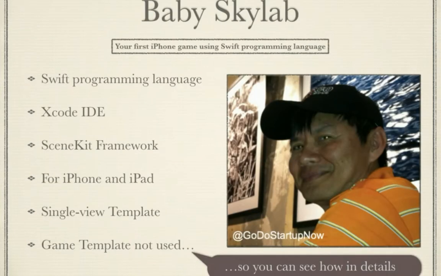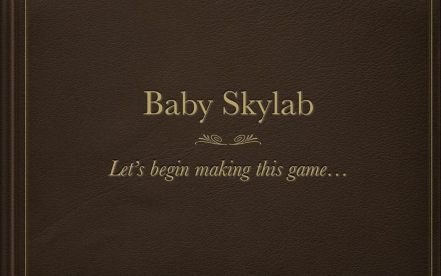To make this game Baby Skylab, we're going to use the Swift programming language. Xcode is the IDE. SceneKit is the framework we use to construct game objects. This game can be played on an iPhone or an iPad. We will begin with a single view template. We're not going to use the game template because we want you to see the details of how everything is created. Alright, let's begin making this game.